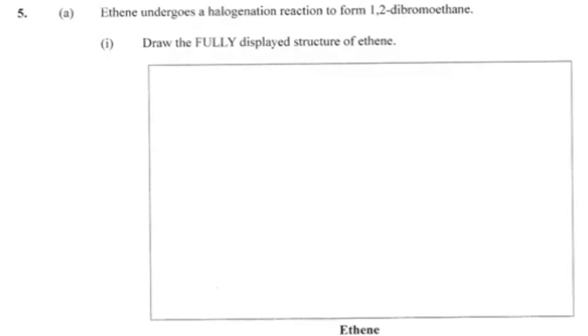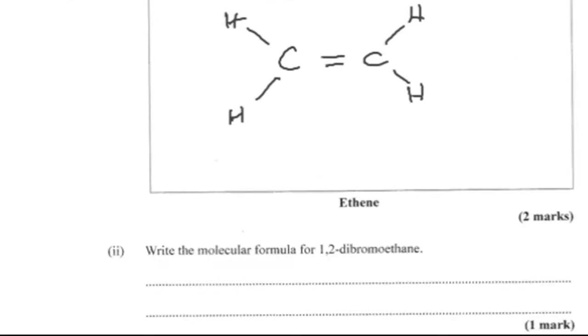All right, so 5A, number 5, part 1 of A. Ethene undergoes a halogenation reaction to form 1,2-dibromoethane. Draw the fully displayed structure of ethene. Whoa. Right, we give thanks for small mercies. And the molecular formula for 1,2-dibromoethane, molecular formula that would be.